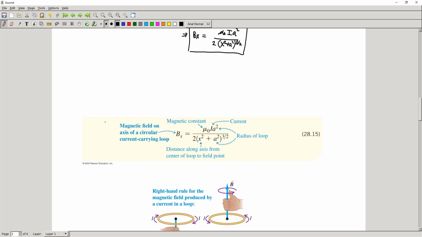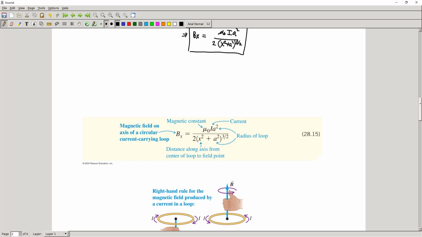So, just to sum up this example, this is the expression for the magnetic field on the axis of a circular current carrying loop. This is its magnitude. We know it points in the i hat direction. This is our magnetic constant, our current, the radius of our loop, and the distance along the axis from the center of the loop.